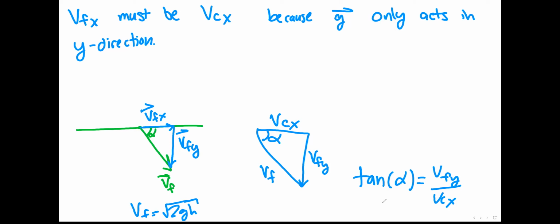Okay, so to do that, I don't know how to get there. Let's do, so we have that VFX equals VCX. You figured that out yourself as well, because there's no horizontal velocity from gravity. So all of the final velocity in the x direction will come from the previous horizontal motion that he had.